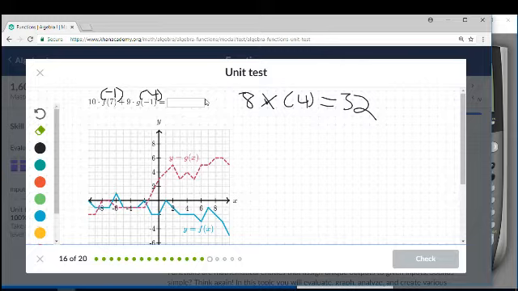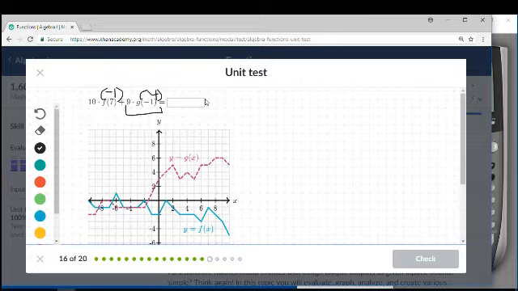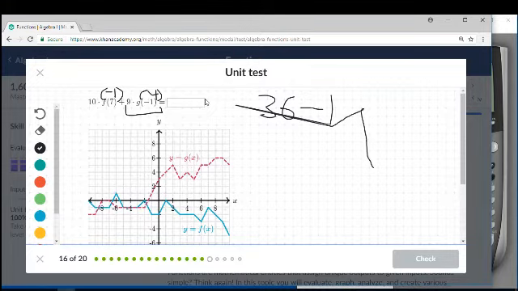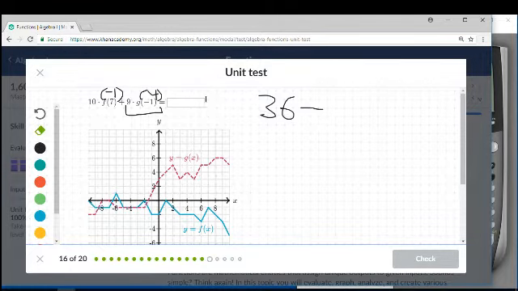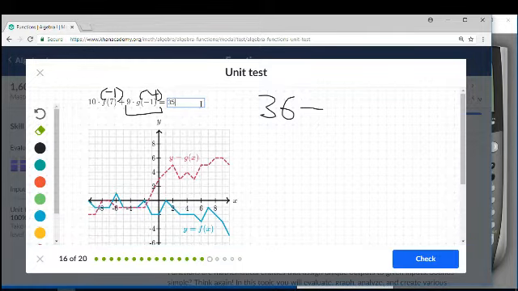This is why you want to be very careful. Let's do this again. Order of operations, multiplication first. 9 times 4 is 36. And then f of 7 is negative 1. So 36 minus 1 is 35. Let's check our answer.